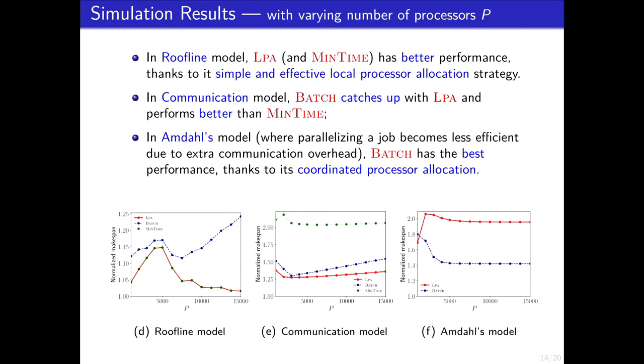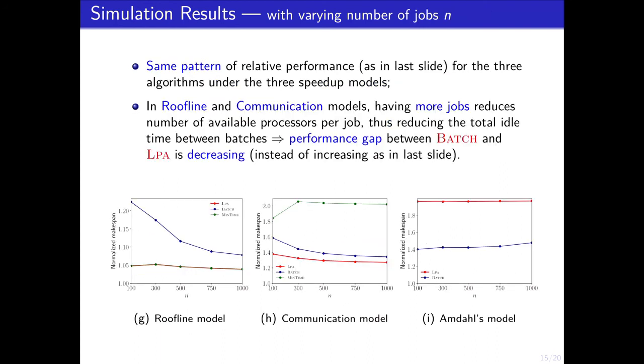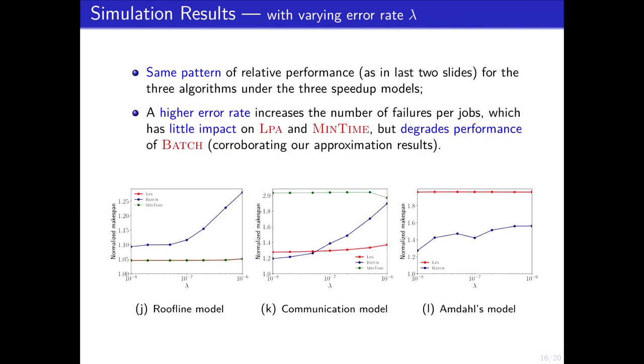We then studied the impact of different parameters. By varying the number of processors, we observed that our first algorithm, LPA-LIST, has better performance for the roofline model, thanks to its simple and effective local processor allocation strategy. Our second algorithm, batch list, then catches up in the communication model, and it has the best performance in the Amdahl's model. And this is due to the increasing inefficiency in these 3 models in terms of parallelizing a job, as well as batch list algorithm's coordinated processor allocation. The same observation can also be made when varying the number of jobs, as shown in this slide, as well as when varying the error rate, as shown in this slide.